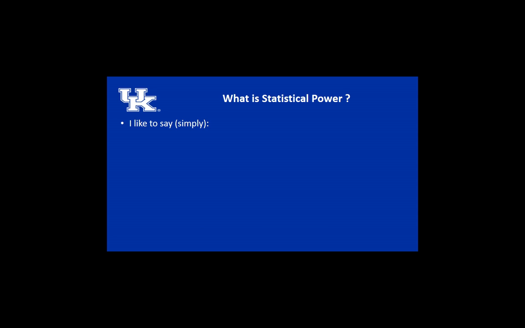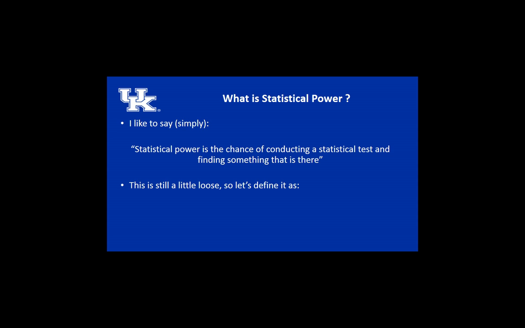So I like to say statistical power is the chance of finding something when something's going on. Okay, that's still a little loose, so let's define it precisely. The probability of rejecting the null hypothesis when the alternative hypothesis is true. So it's a conditional probability. It's the probability of rejecting the null hypothesis when a specific alternative hypothesis is true. So we have to say something about the alternative hypothesis in order to be able to define power.